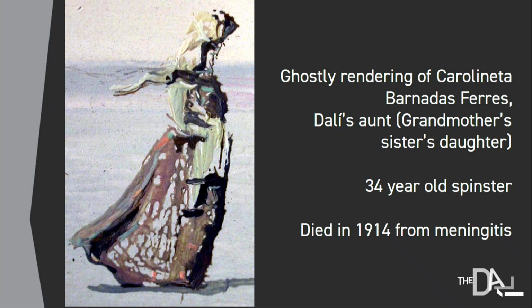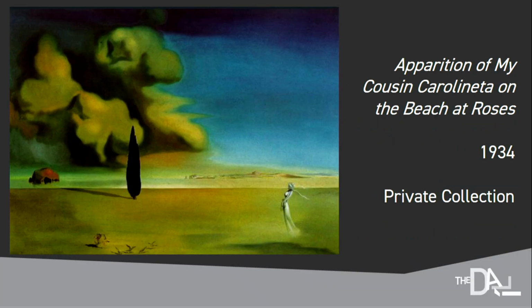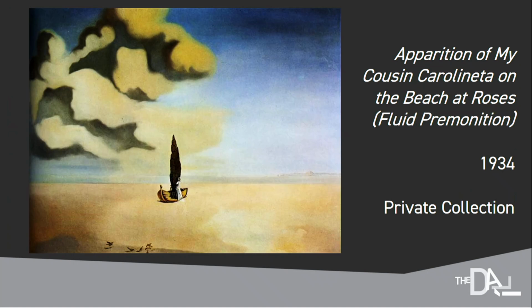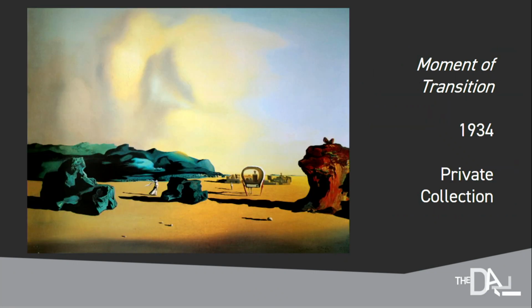In the 1930s, when Dalí is about 30 years old, she suddenly starts to haunt the paintings again. So just real quickly, here's one from 1934, The Apparition of My Cousin Carolineta on the Beach at Roses. Again, there's the amphora in the foreground. We have The Apparition of My Cousin Carolineta, also on the Beach of Roses, a different painting. Here we don't have the amphora, but she has become one with the cypress tree, so it's almost as if she's become spectral. Here's one where she has merged in with the phantom cart, the moment of transition from 1934.